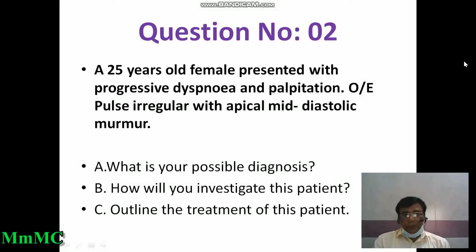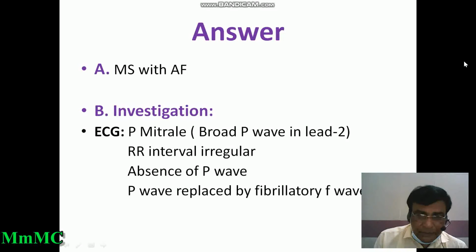Now we go through question number 2. A 25 years old female presented with progressive dyspnea and palpitation. On examination, her pulse irregular with apical mid-diastolic murmur. What is your possible diagnosis? Here the possible diagnosis is mitral stenosis with atrial fibrillation.